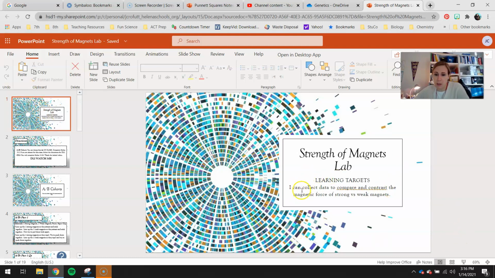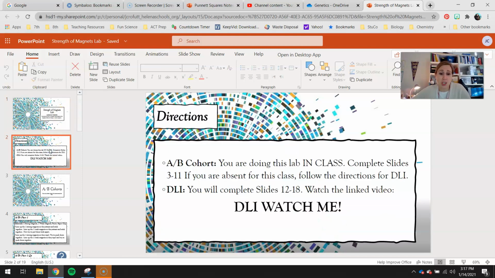Your learning target is to collect data to compare and contrast the magnetic force of strong versus weak magnets. So we're really zooming in on the different forces exerted by strong and weak magnets, and how that changes the energy of the system. Okay, moving on to slide 2.